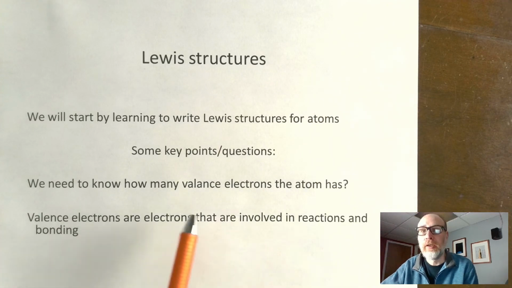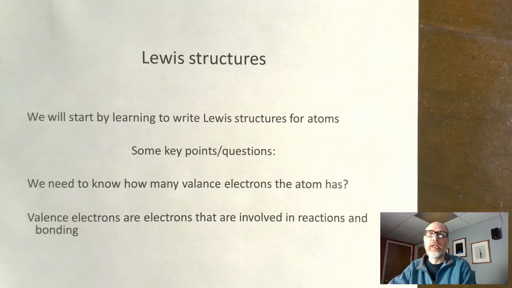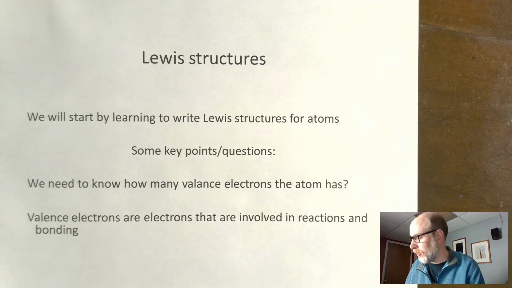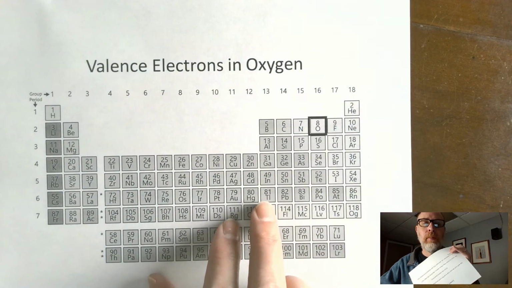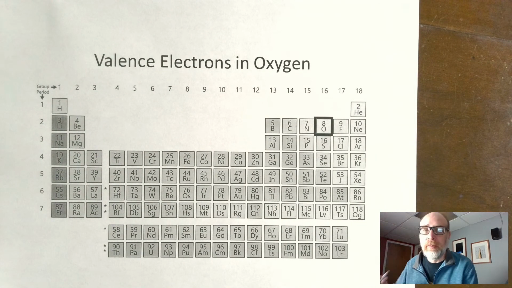So where are the valence electrons, or how many valence electrons will each atom in the compound have? It turns out the valence electrons are the highest energy electrons in an atom. They're the ones that are involved in reactions and bonding. When we talk about redox, the electrons that are transferred back and forth during an oxidation and reduction process are valence electrons. And so we're going to start with oxygen, which we'll use as our example multiple times, and think about the valence electrons that oxygen would have.